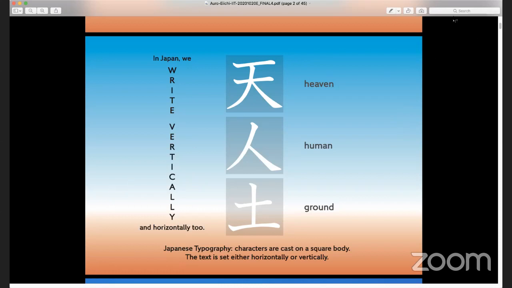Well, this is three characters from top to bottom in the middle. And letters are cast, if it's a typeface, cast in a square body. The top is heaven or sky, the middle is a human or person, and the bottom one is ground or earth or soil. Their origin is Chinese writing, a Chinese typeface as well, developed probably 3,000 to 5,000 years ago. It is called an ideogram.